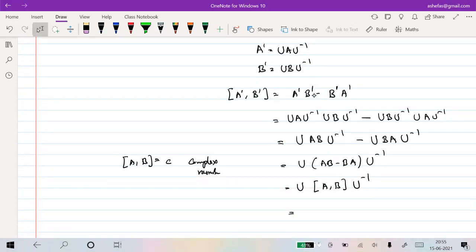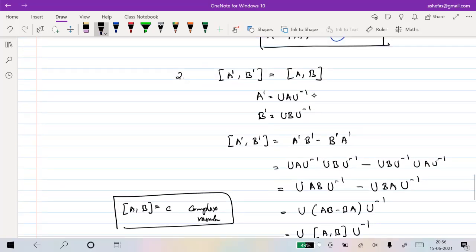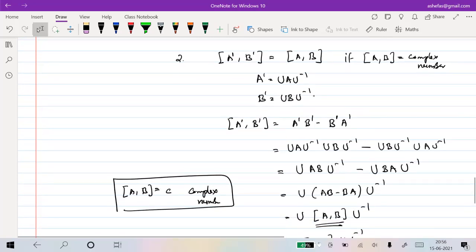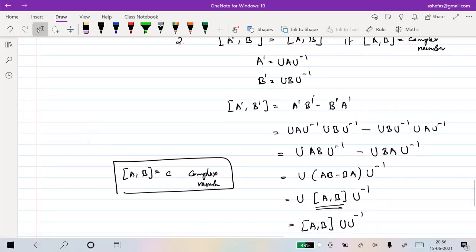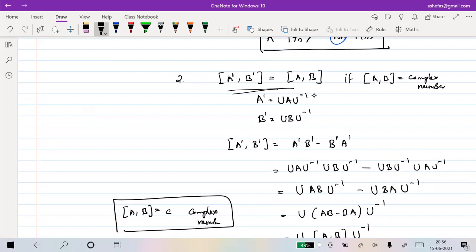So therefore, what would happen? This is just a number, so it can be taken outside. So this becomes the commutator [A, B] U inverse, or it is equal to the commutator [A, B]. This condition should be there in order to prove the commutator [A', B'] equals [A, B], if the commutator [A, B] equals a complex number. If it is an operator, then it is not possible. For certain operators, the commutator will become another operator, and in such cases this property is not valid.